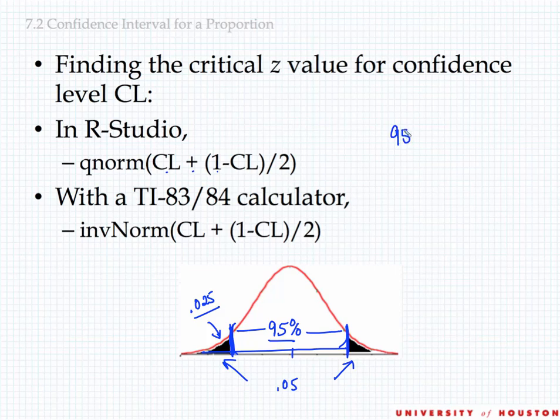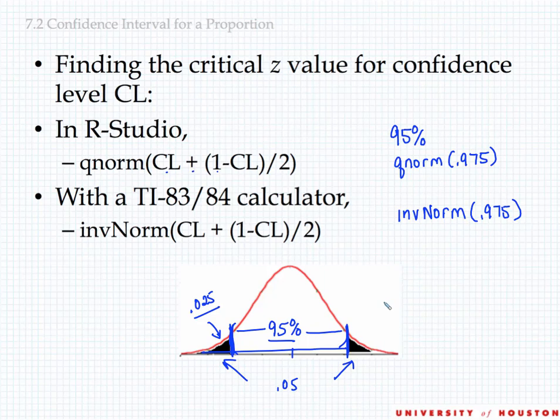So with a 95% confidence level, our commands will be q-norm of 0.975 in RStudio or inverse norm of 0.975 on the calculator. If we had a 90% confidence level, then we would use q-norm or inverse norm of 0.95. That's 0.9 plus half of 1 minus 0.9.